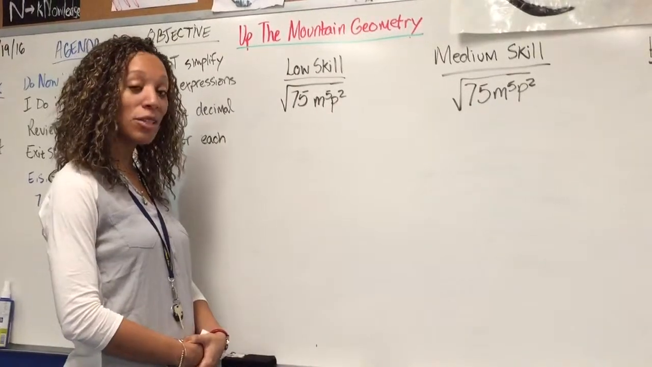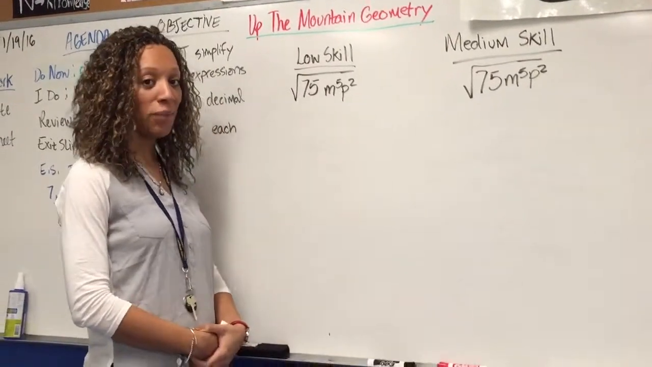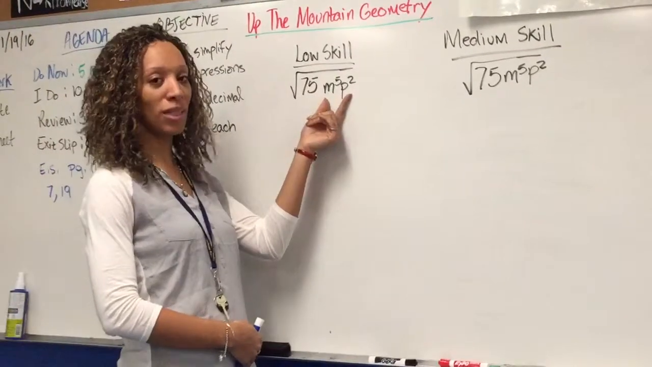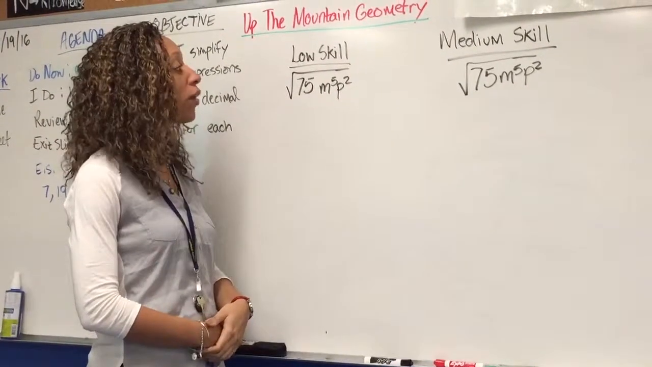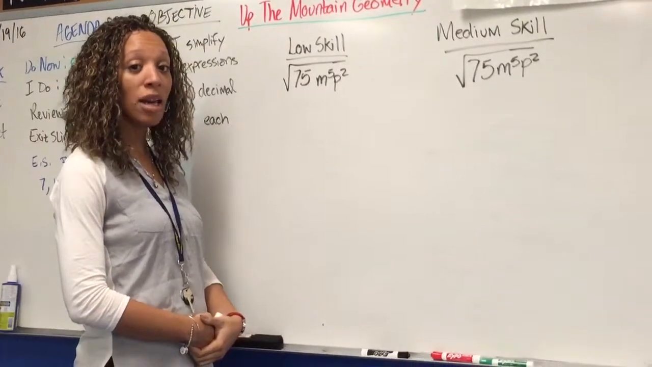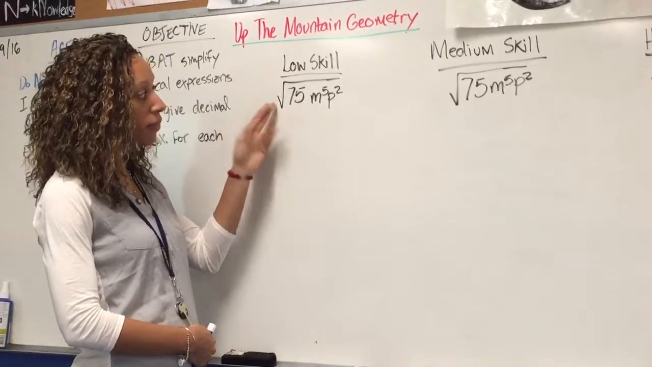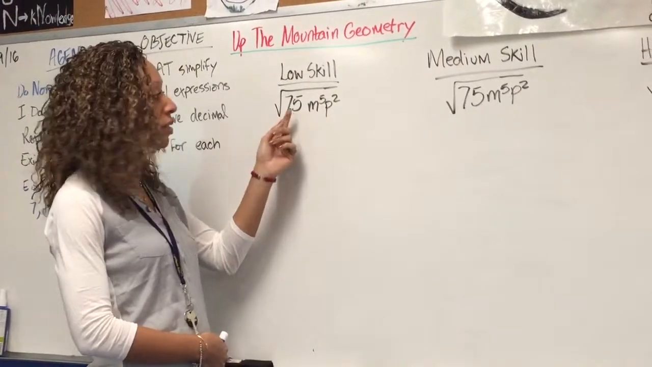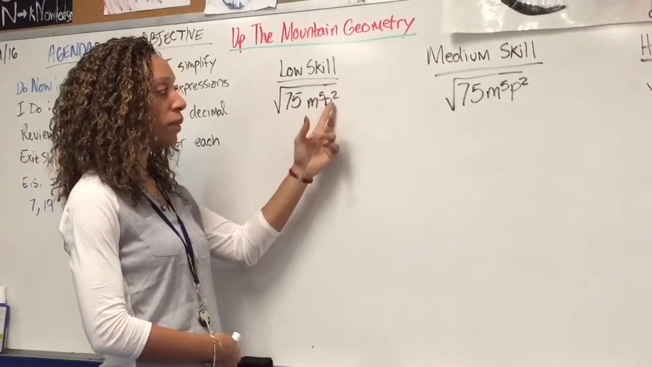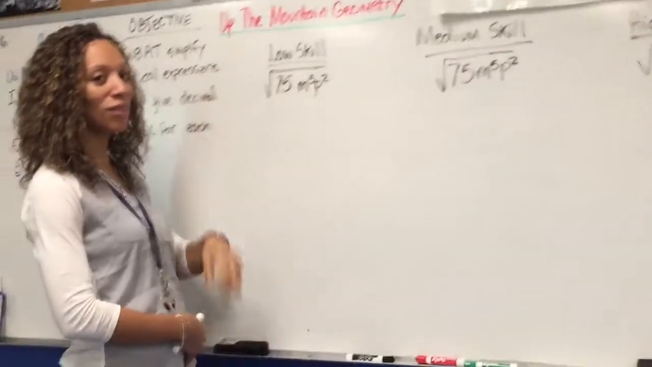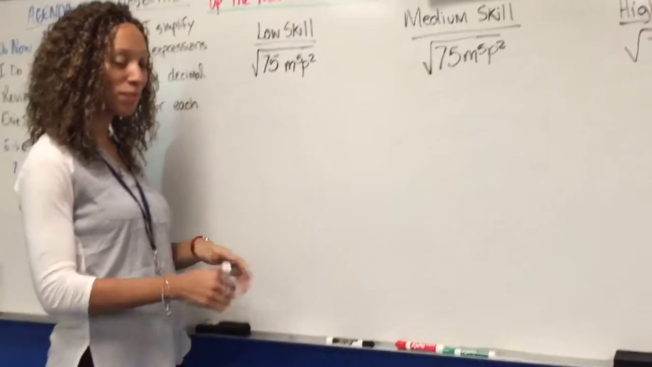Class, I'm glad you're back for another tutorial, and we are talking about simplifying radicals, but we have an extra twist now. We are actually incorporating variables in our radical. So this is a square root radical, and we're going to take the square root of 75 m to the 5th p squared. So hopefully you are ready to go up the mountain with me. Let's go.